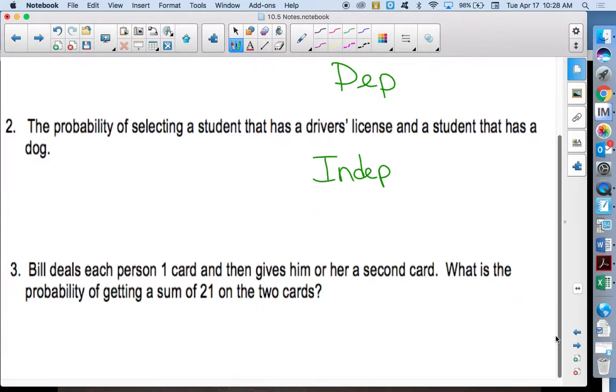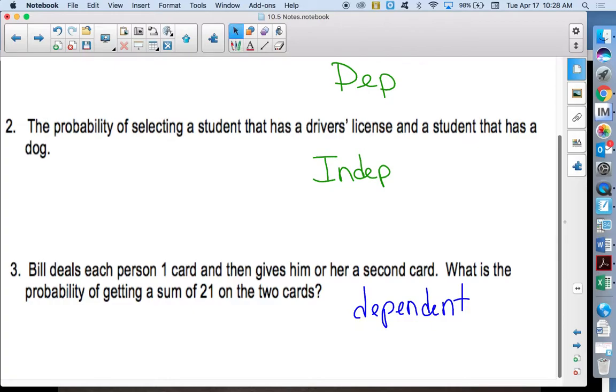And then the last one on there, it says Bill deals each person 1 card and then gives him or her a second card. What's the probability of getting a sum of 21 on the 2 cards? So again, you're not finding the probability, but would that be independent or dependent? Dependent. So once the deck changes, it's a dependent condition or a dependent probability statement. So we'll talk more about those tomorrow.